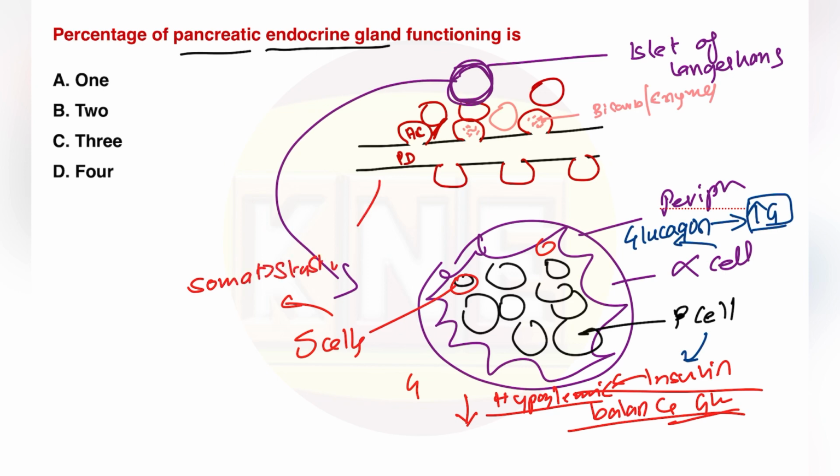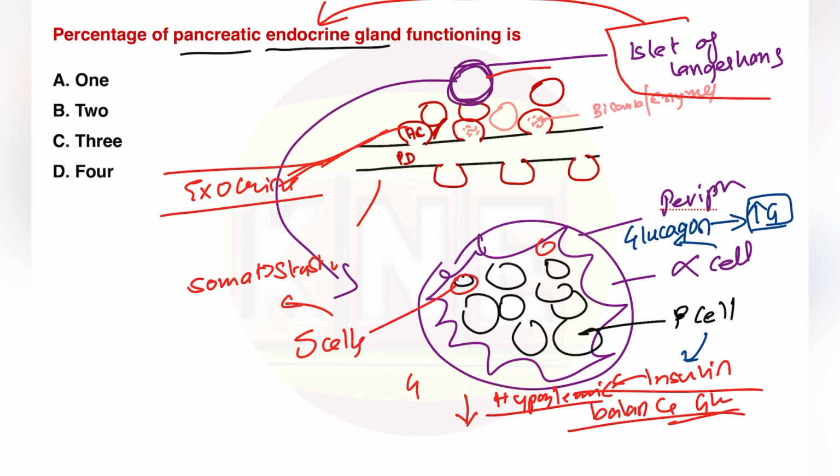See, the pancreas has both acinar cells and islets of Langerhans. Islet of Langerhans acts as endocrine functioning, whereas acinar acts as exocrine functioning. So about 99% of the work is done by the acinar cells, and overall the pancreas exocrine functioning is 99%, whereas the islet of Langerhans, that means endocrine functioning, is only 1%. So option A is the right answer.